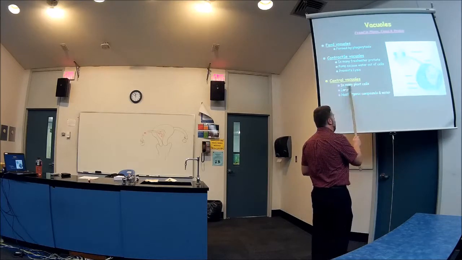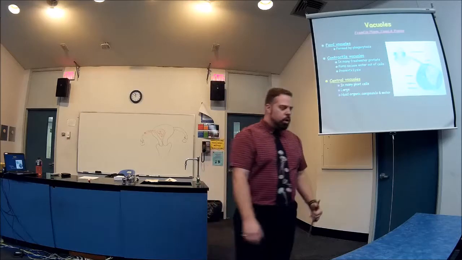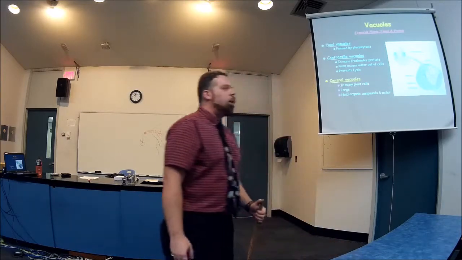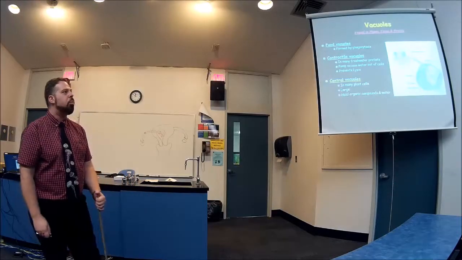Central vacuole, we have them in many plants. It's large. It's a storage area for organic compounds and some water. Okay? And that's it.